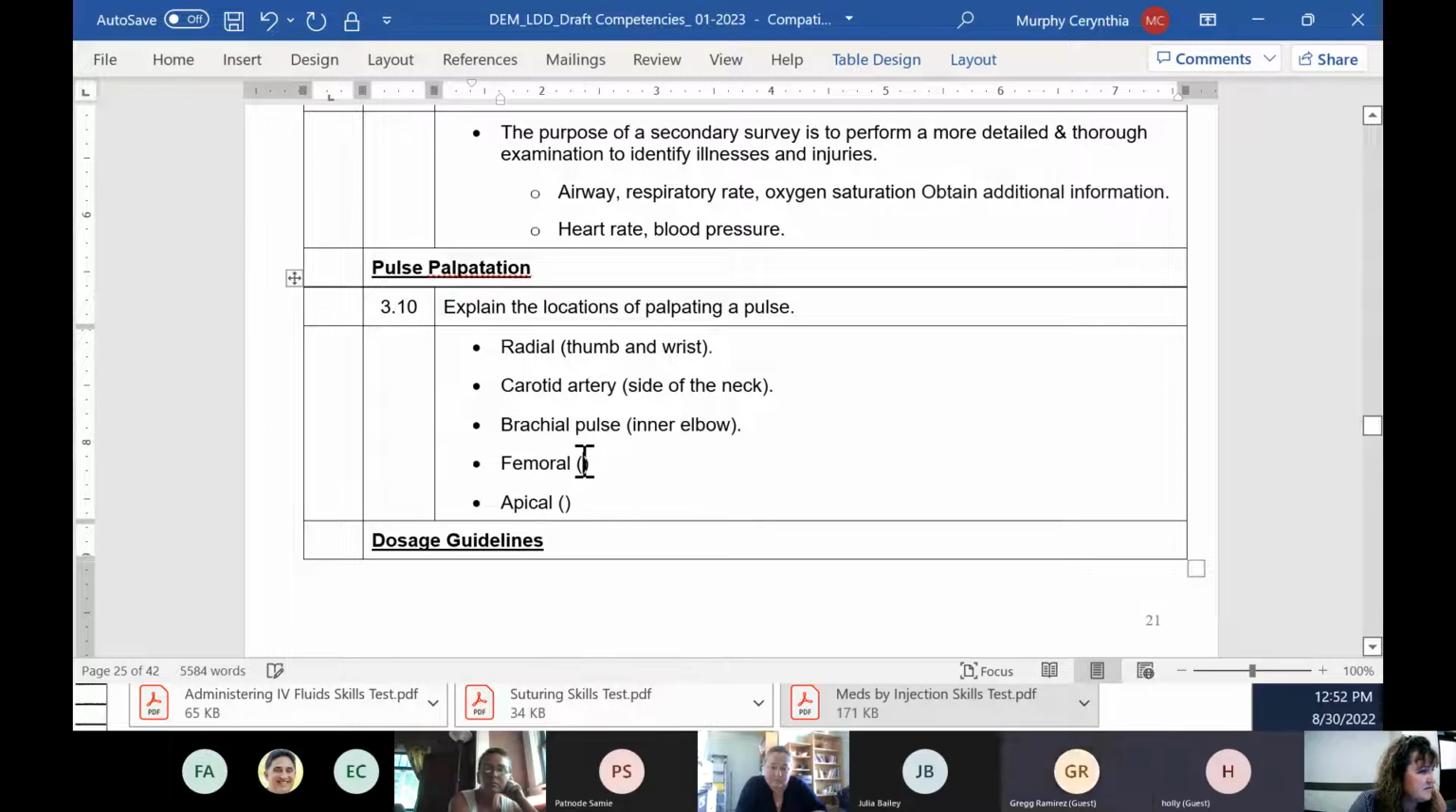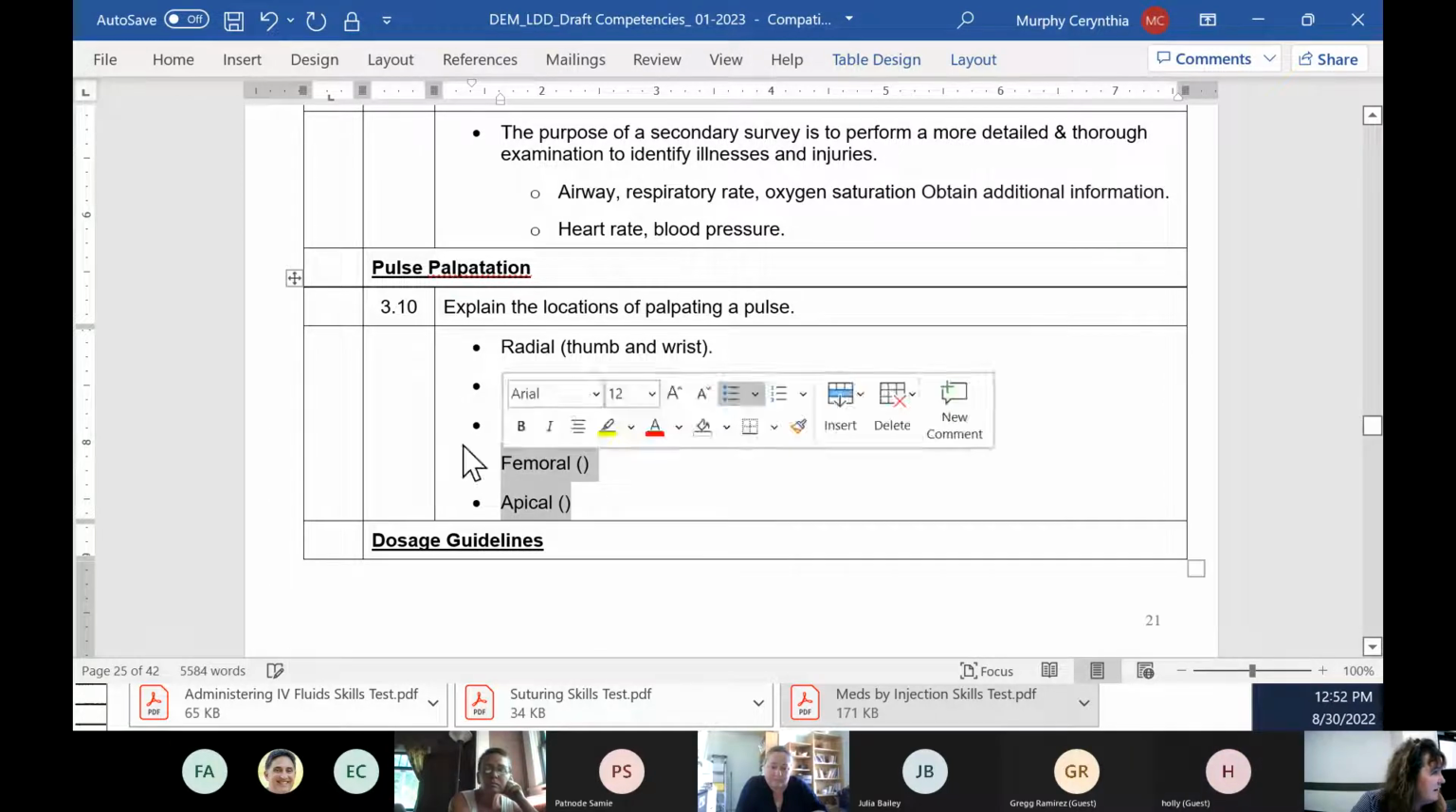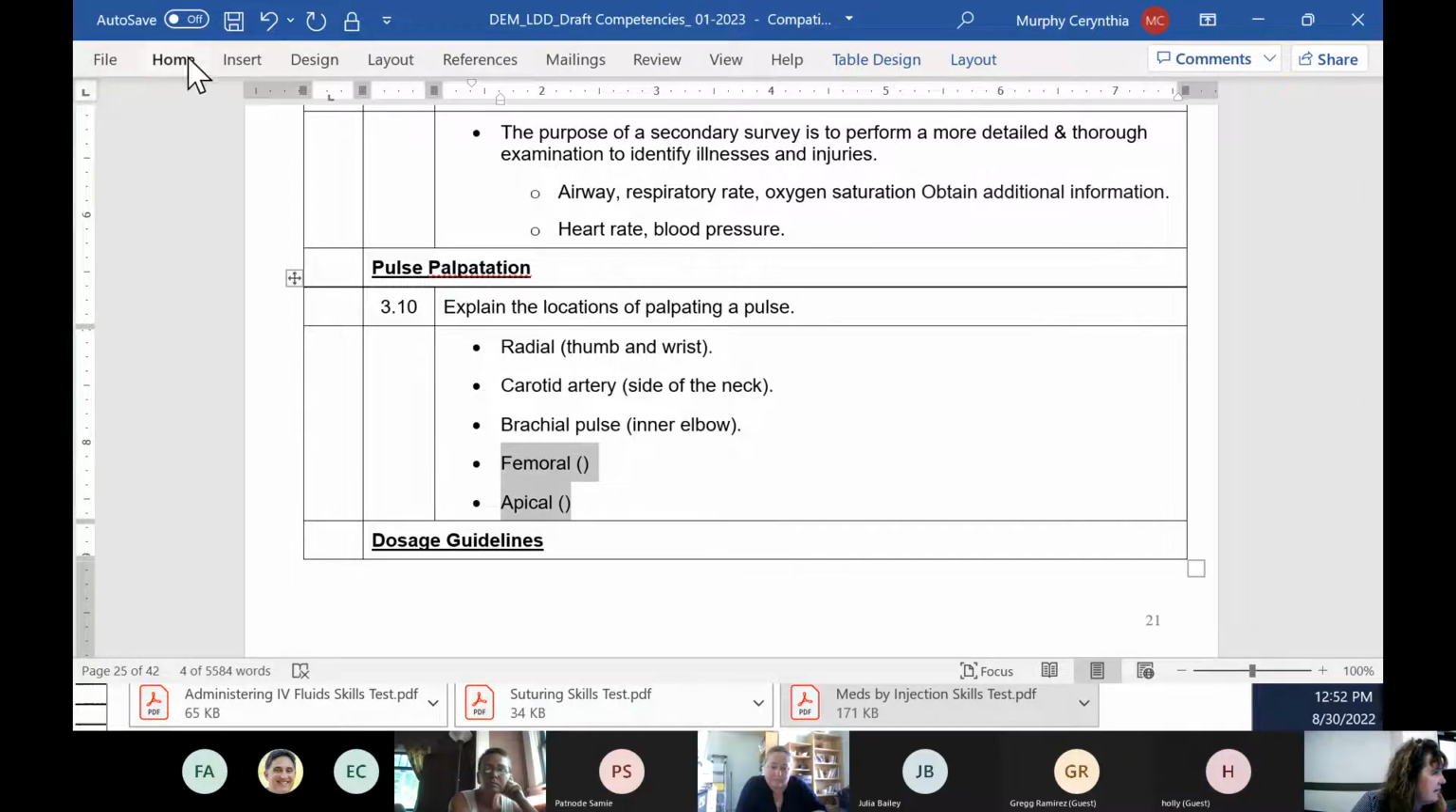Okay. So maybe I'll fill in these little, unless you want to give them to me real quick, but I can fill them in. Femoral is in the groin and apical is over the heart. Over the heart? Over the heart. I mean, over the apex of the heart.